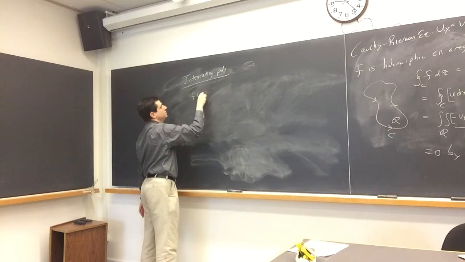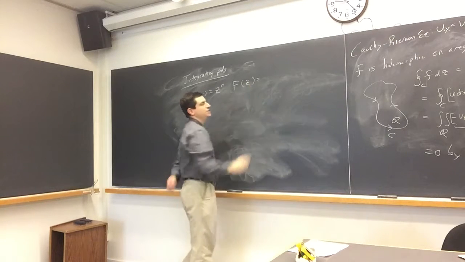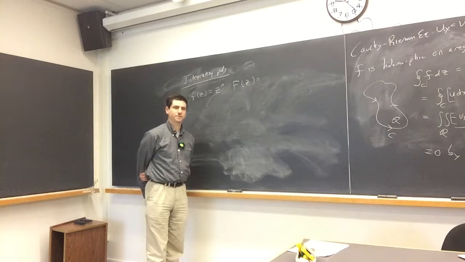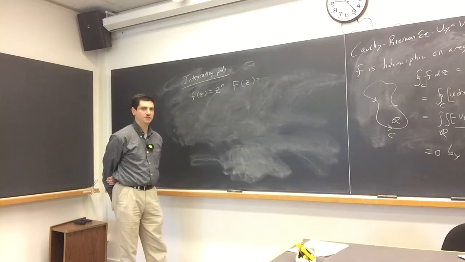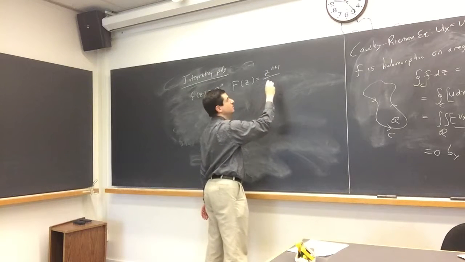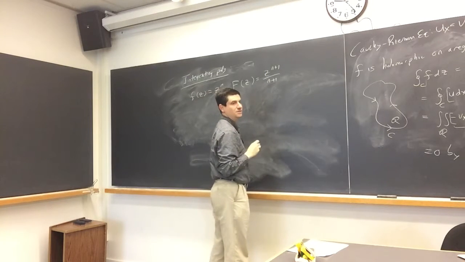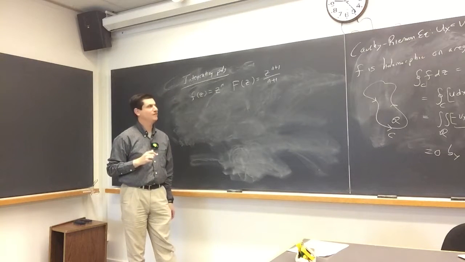If f of z is z to the n, what do you think the antiderivative is? What function has derivative z to the n? Z to the n plus 1 over... All right, we'll ignore the plus c, even though this is about complex numbers. Does everybody agree with this?